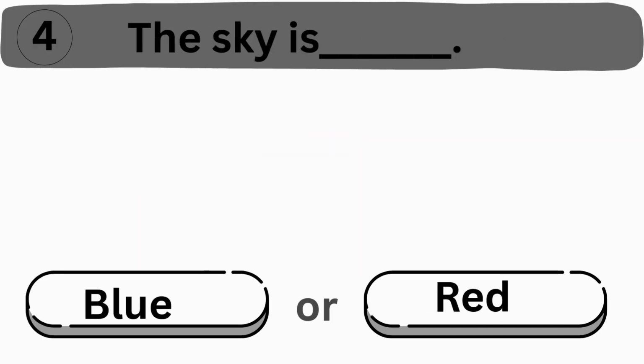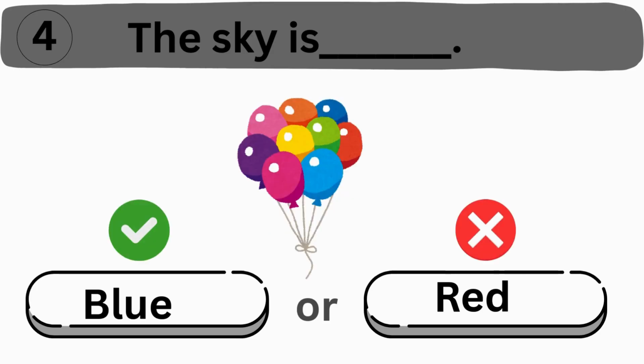The sky is. The answer is the sky is blue.